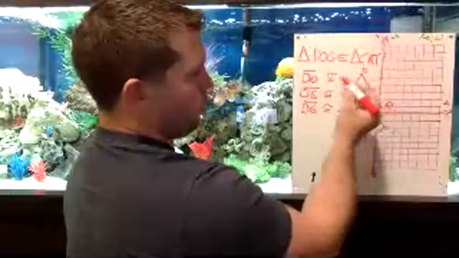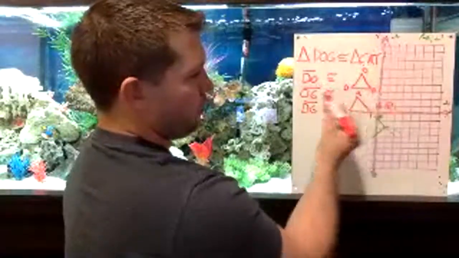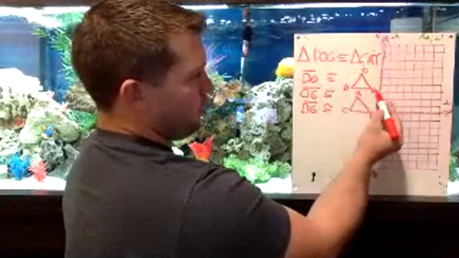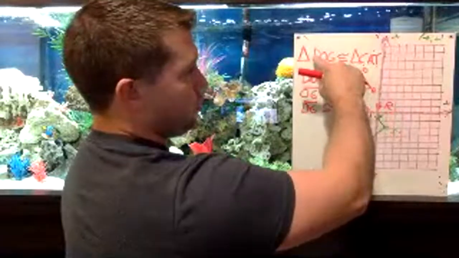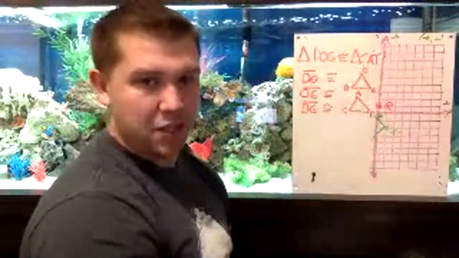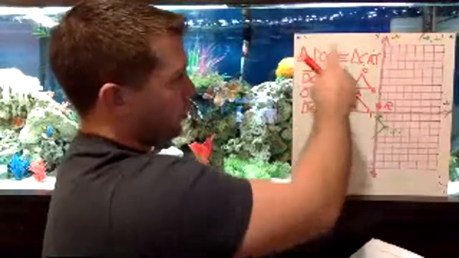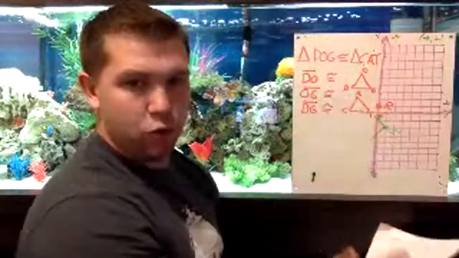You can see the line segments here. I have D to O, which is here. I have O to G, which is here. And I have D to G going this way. So even though D and G are on opposite sides of the statement, they still make a line segment based on if you draw the triangle.